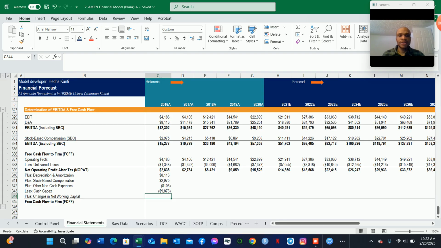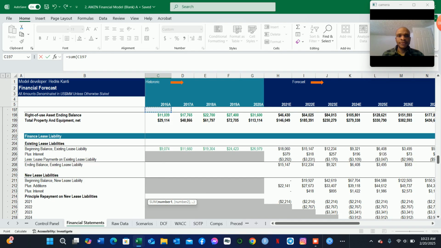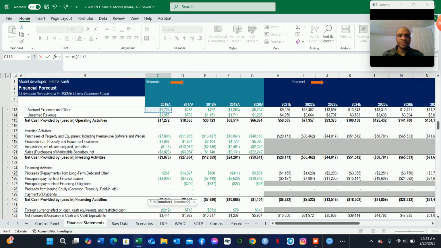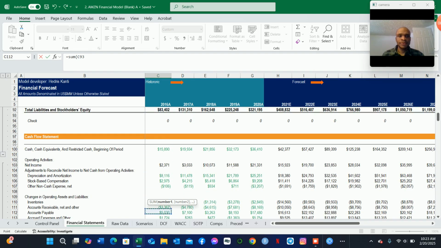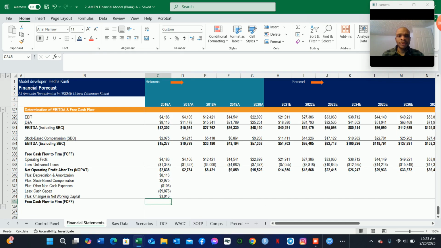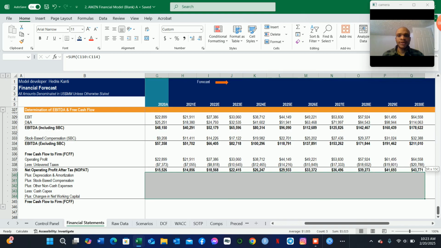And then for the change in net working capital, we have to deduct any increase in non-cash working capital. So we go to the operating activities in the cash flow statement and we grab the changes in non-cash working capital. So we are essentially deducting any increase in non-cash working capital. So we can take all of these and fill to the end of the projected period.